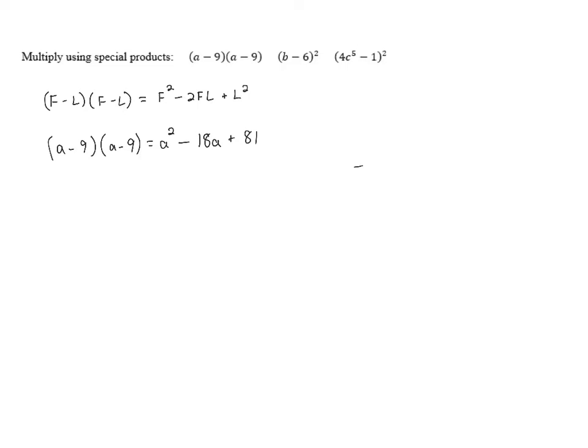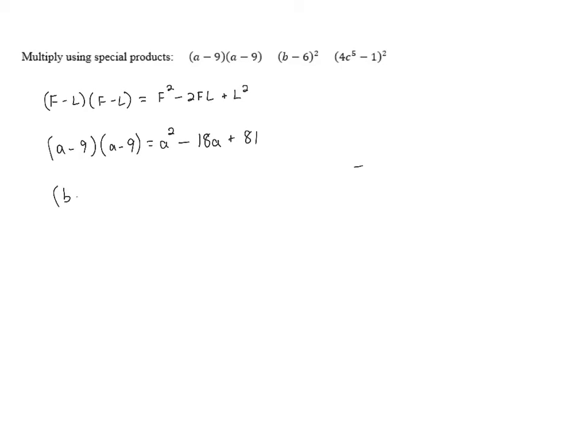Just a quick note, sometimes students ask, when I took the product, why didn't I take a times negative 9 to get negative 9a and then double it to get negative 18a? The reason is this formula takes into account all of the differences and the negative signs. So here, when we write f minus L, L is the thing that's being subtracted, and here 9 is the thing that's being subtracted. So f represents a, and L is represented by 9 in this case. So we don't have to worry about negatives outside of the formula. The formula takes care of that for us. Let's look at the next one.